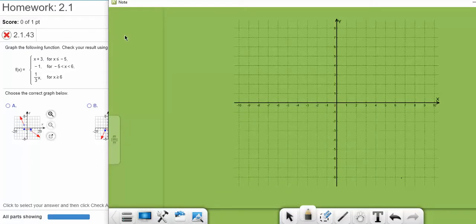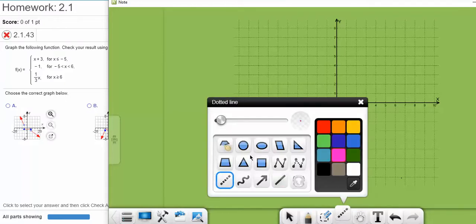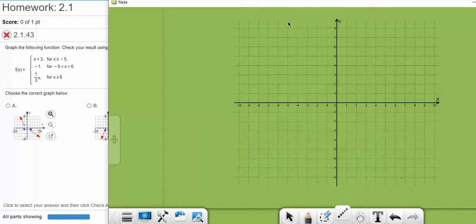All right, so the first thing that I notice is it's splitting at -5 and at 6. So we have 3 intervals. On the left piece, we're doing y equals x plus 3. So if I were to graph that, the y-intercept's 3, up 1 over 1. So I'm going to get a line like that.